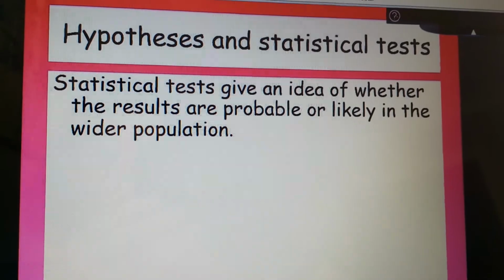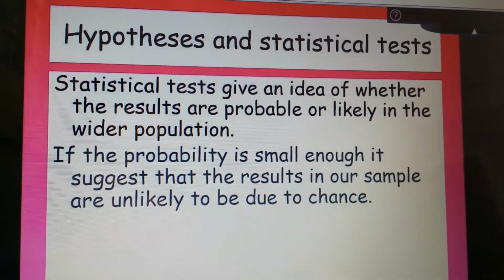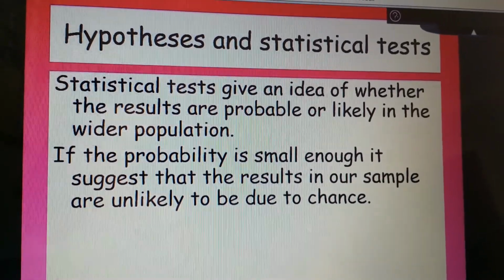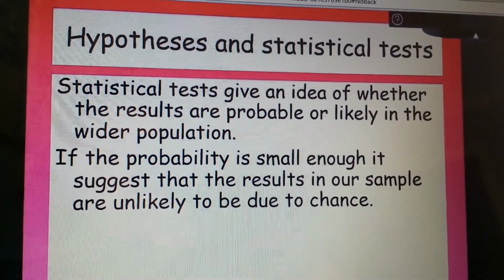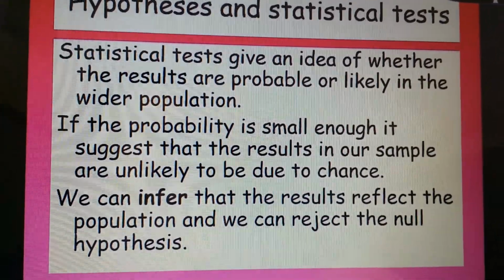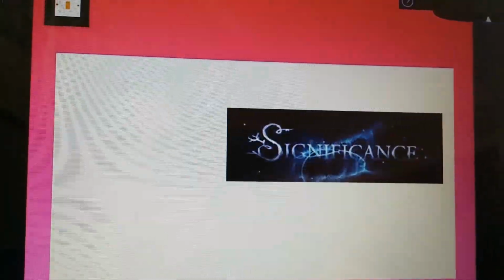So statistical tests give us an idea of whether the results are probable or likely in the wider population. If this probability is small enough, it suggests that results in our sample are unlikely to be due to chance, and we can therefore infer that the results reflect the population, and we can reject the null hypothesis.